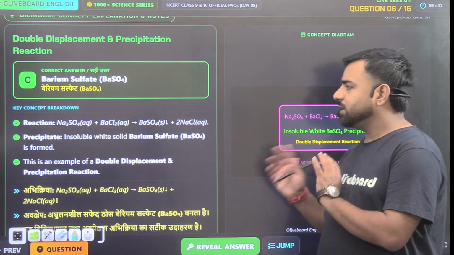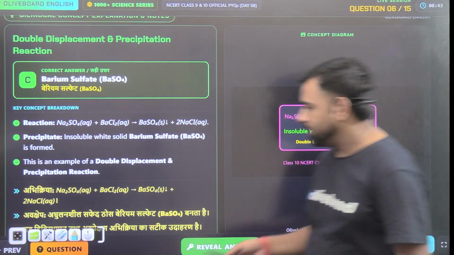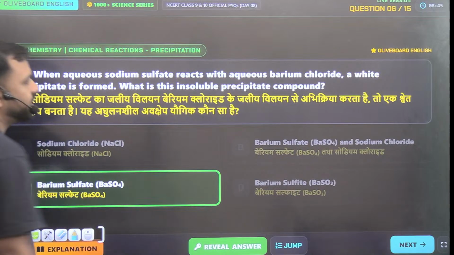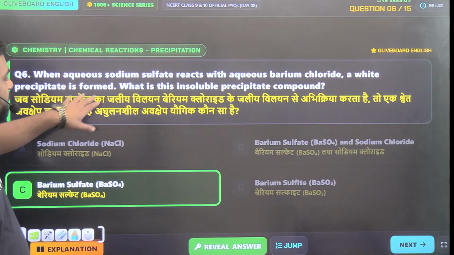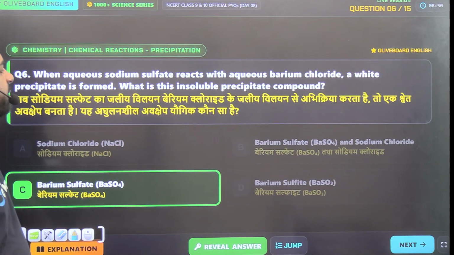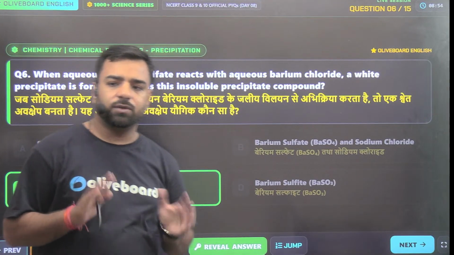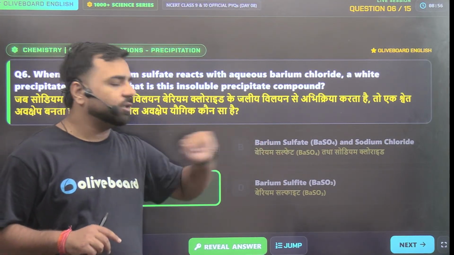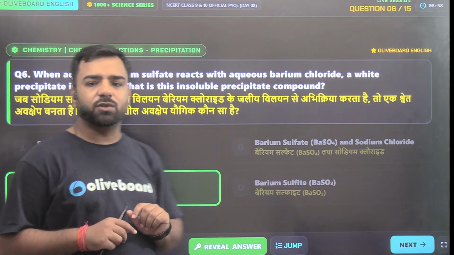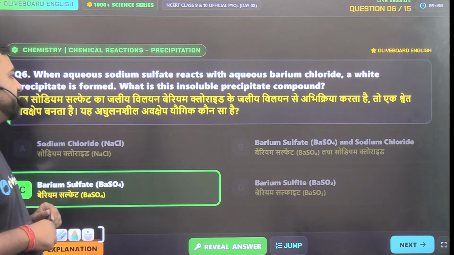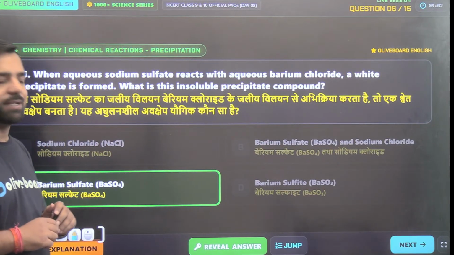So barium sulfate and sodium chloride are formed, but just have a look. The question asked, a white precipitate is formed. So what is this insoluble white precipitate? If it asks what all products are formed, then your answer, barium sulfate and sodium chloride, will be okay. But in this case the question was asked, what is that white precipitate? So that white precipitate will be barium sulfate.